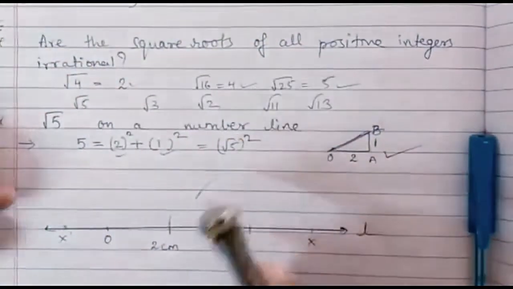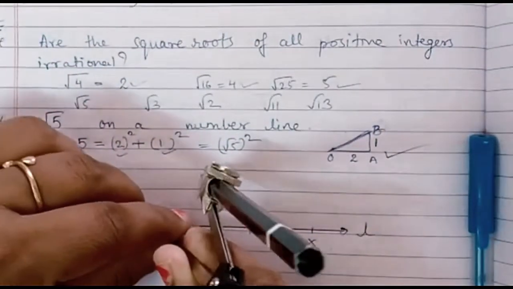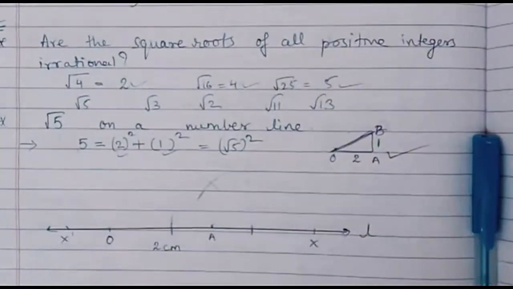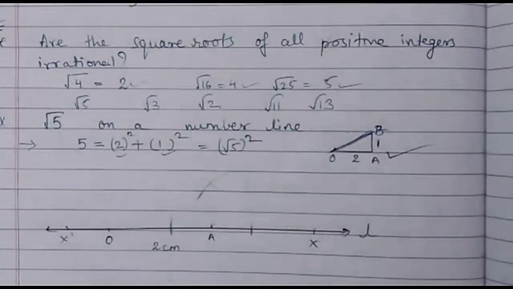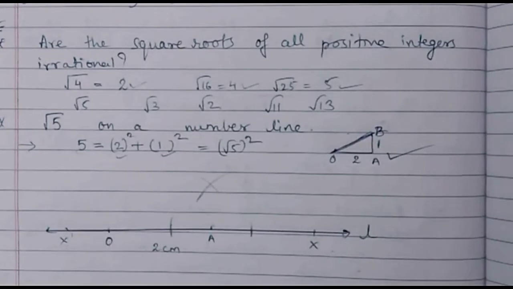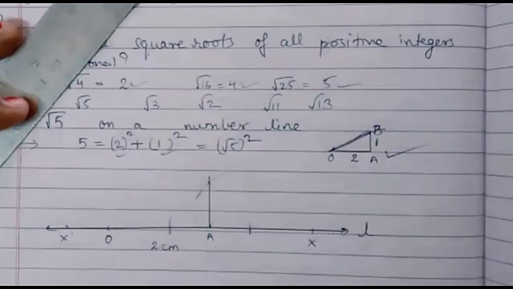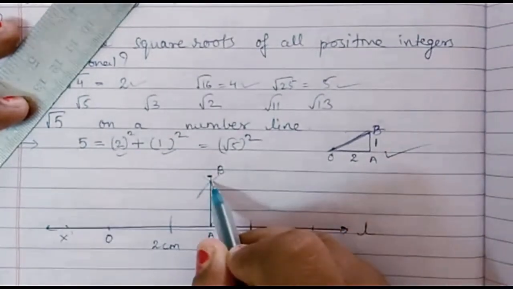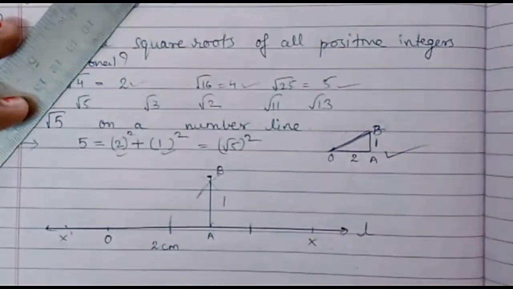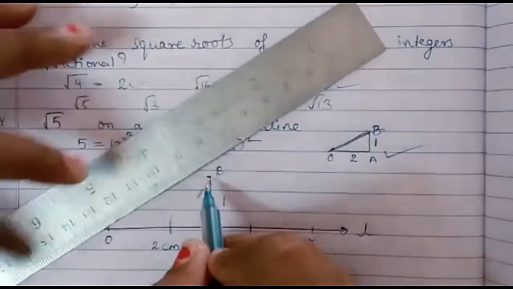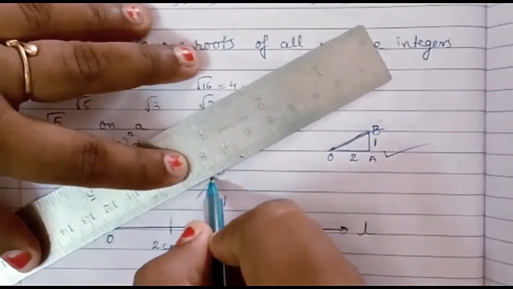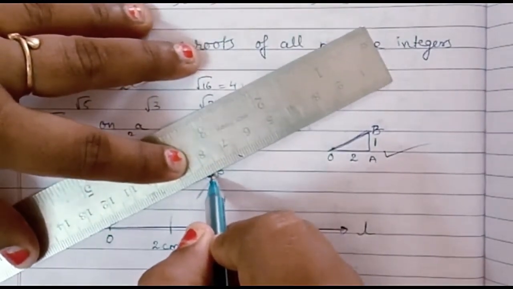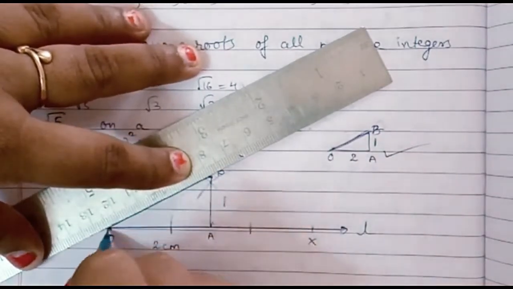Now the perpendicular bisector of a line segment, and then we can draw a straight line passing through this point of intersection. So I have drawn point B. AB is equal to 1 centimeter, that is 1 unit. Now join OB. You can join with the help of a proper scale.